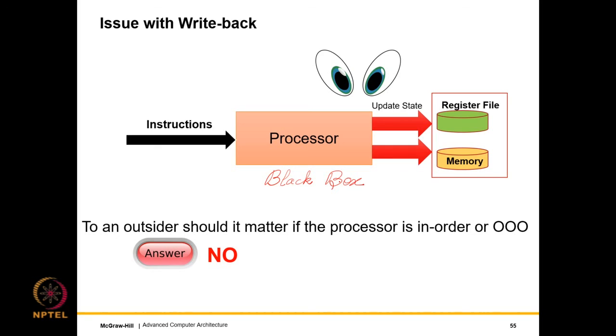So in the black box, instructions come in and then the processor updates the state, which is the state of the register. So of course outside the processor we don't get to see the physical registers. These are the regular architectural registers which the compiler and the rest of the world sees. So this architectural register file gets updated and the data memory gets updated. So to an outsider, should it matter if the processor is in order or out of order? Well, the answer is absolutely no.